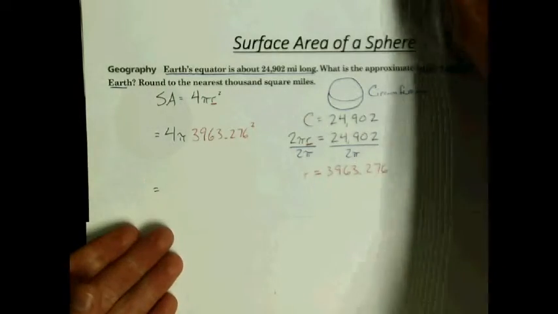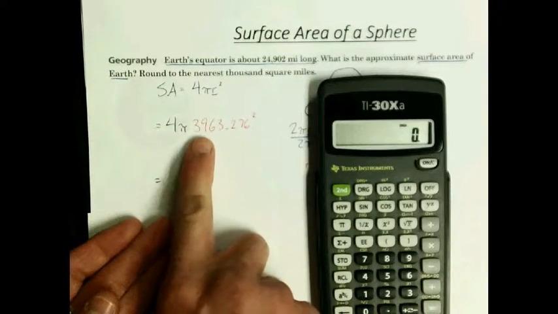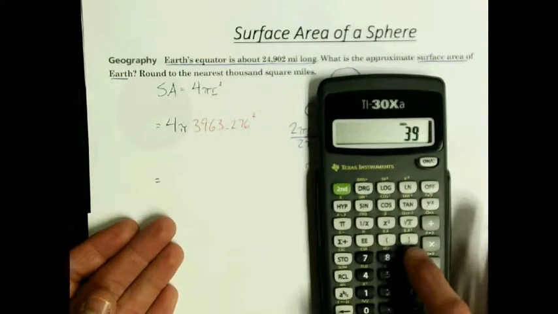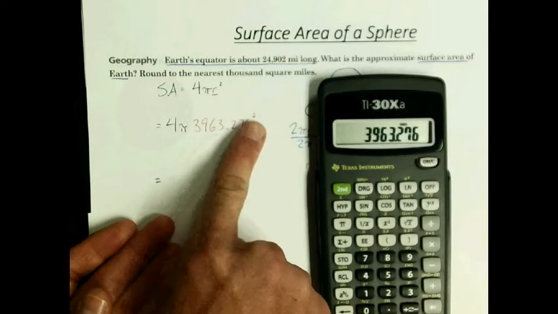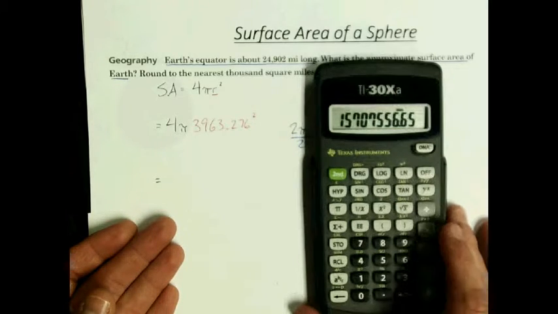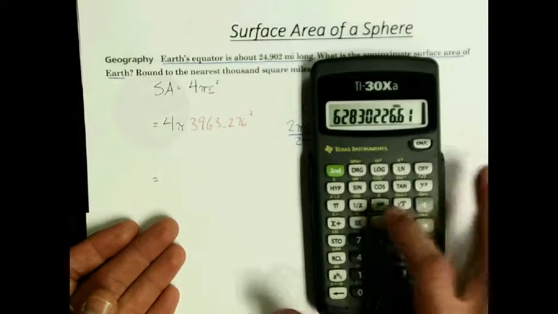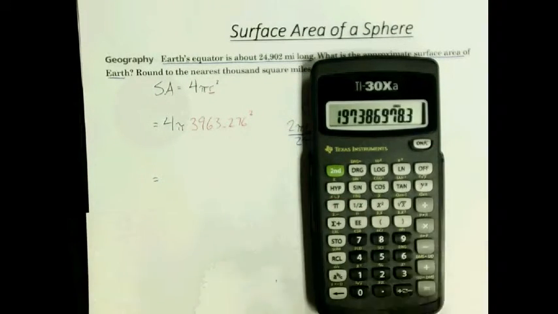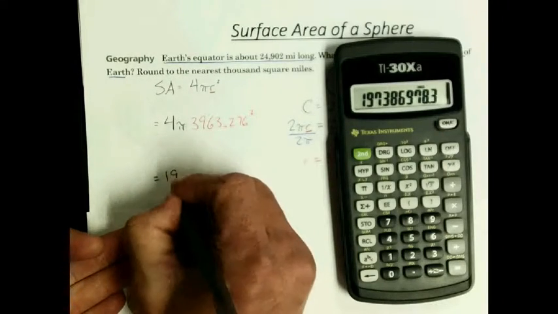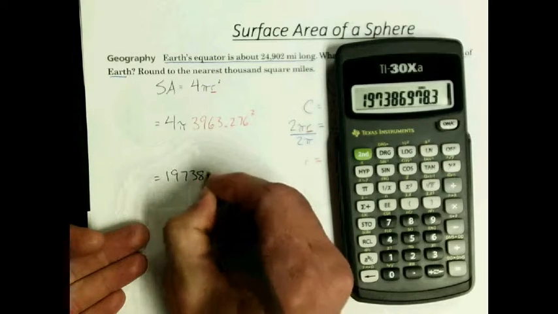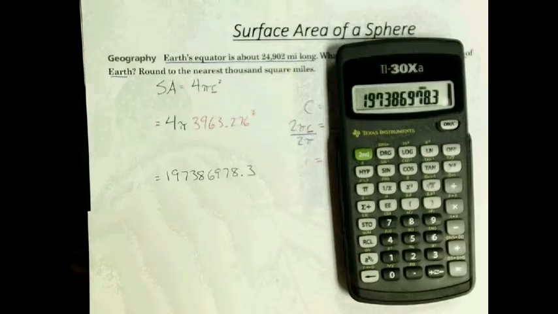Okay. So how does this work in the calculator? So now with this, we're going to crunch in our handy tool. I start with the squaring first. So 3,963.276. I'm going to square that. So I'm going to use my squared button. I'm going to multiply that by 4. I'm going to multiply that by pi. I'm going to get some really, really big number. So this big number, I'm going to write down all the digits and we'll figure out what's going on. Okay, so we got a 1, a 9, a 7, a 3, an 8, a 6, a 9, a 7, an 8, and a point, and a 3.